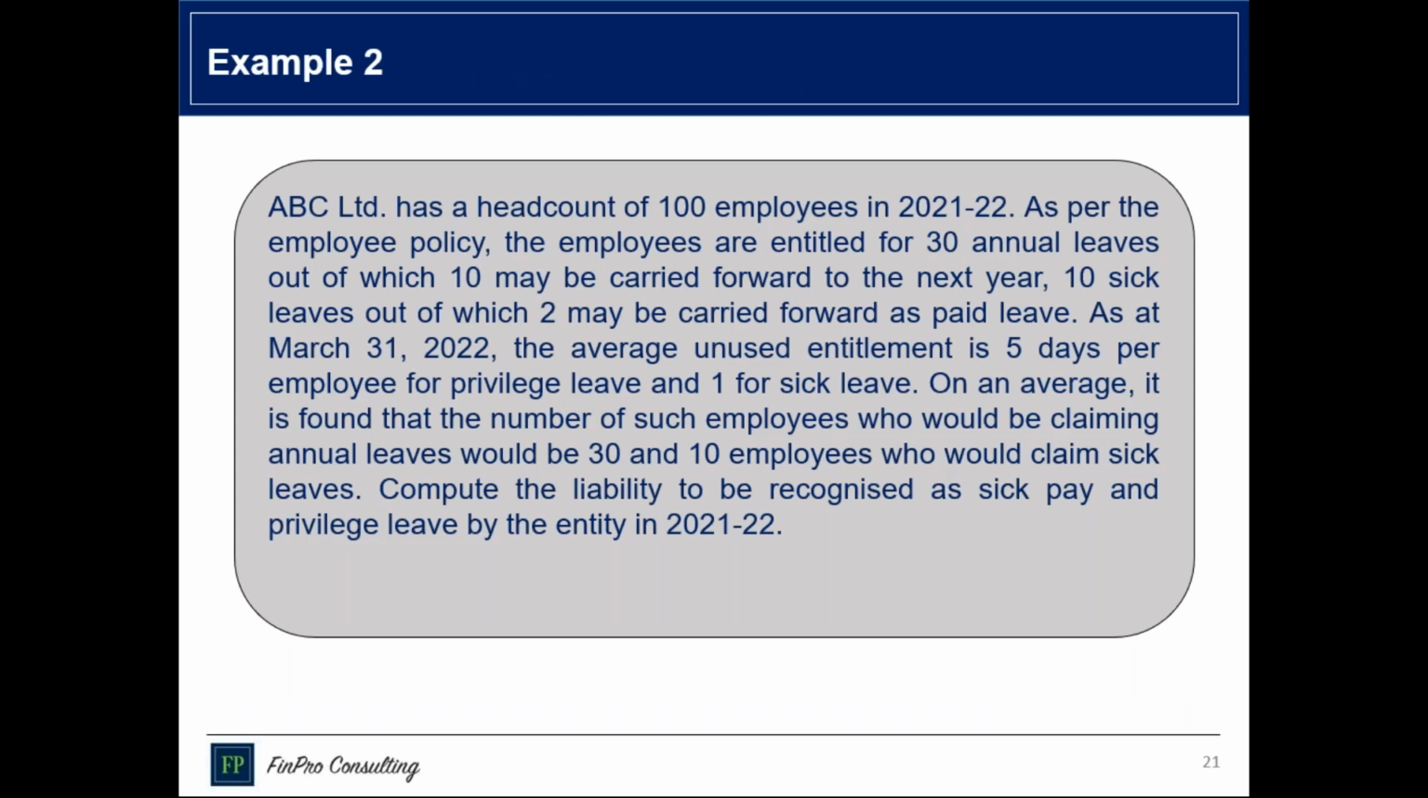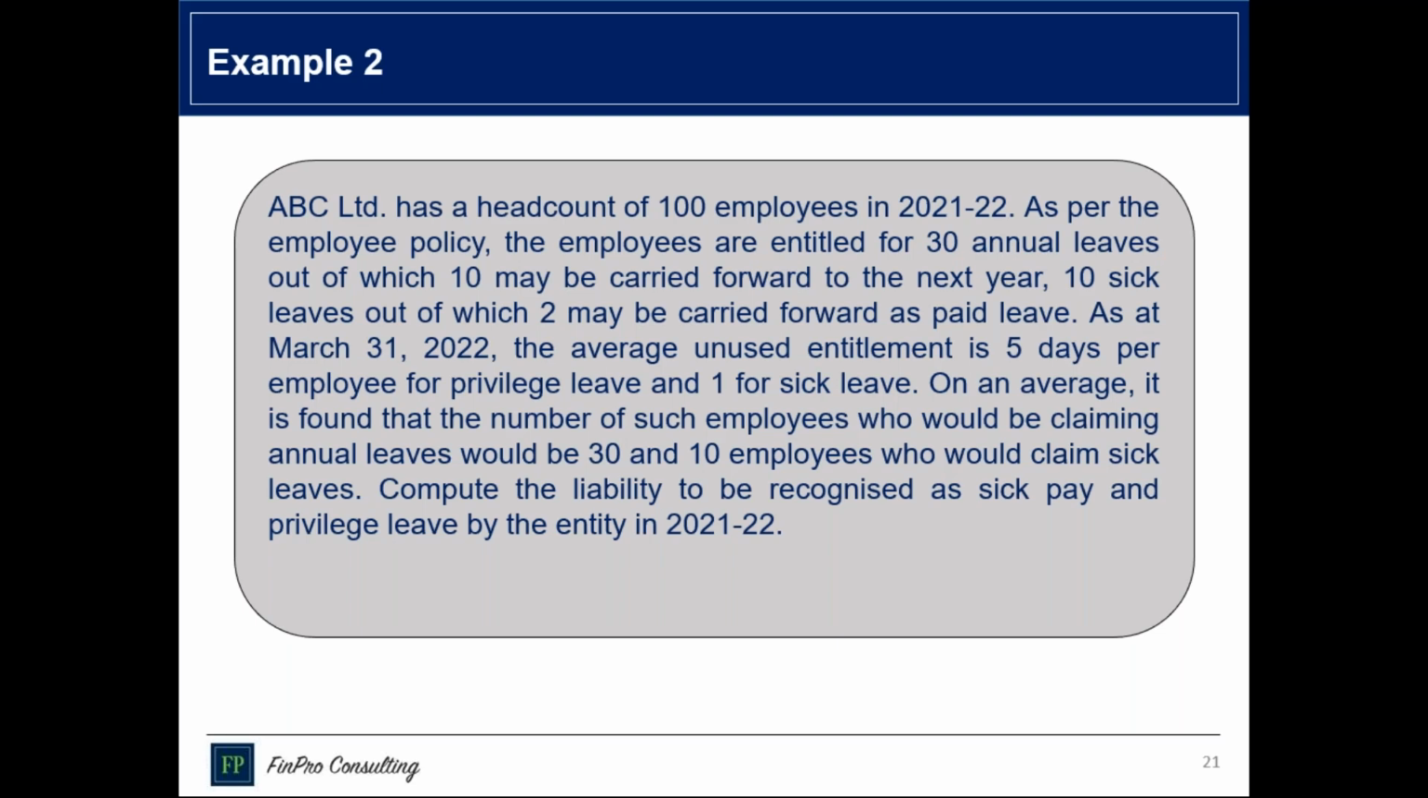So we will discuss some case studies or examples again. ABC has a headcount of 100 employees in 21-22. As per the policies of the company, the employees are entitled to 30 annual leaves, out of which 10 may be carried forward to the next year, and 10 sick leaves, out of which 2 may be carried forward as paid leave. As at March 31st, 2022, the average unused entitlement is 5 days per employee for privilege leave, or casual leave as we call it, and 1 for sick leave. So 5 for privilege, 1 for sick leave.